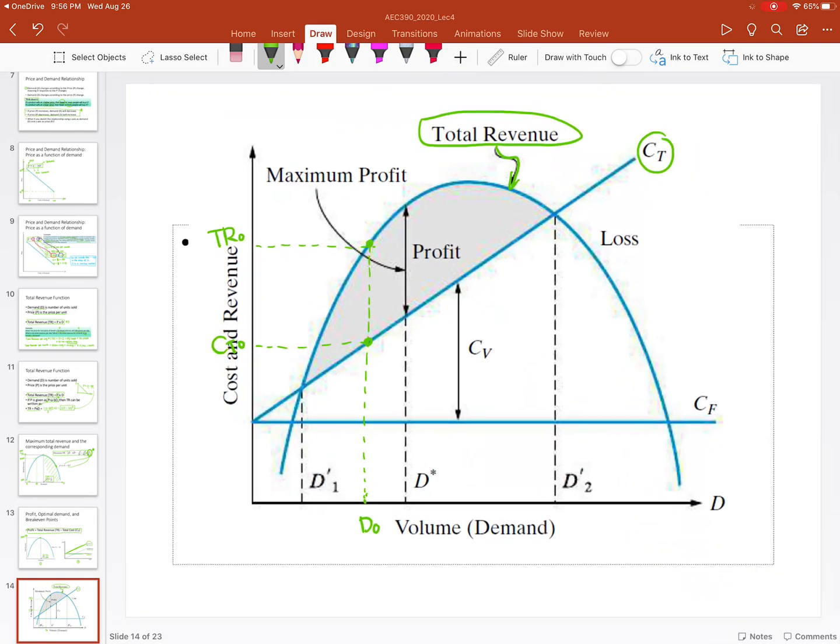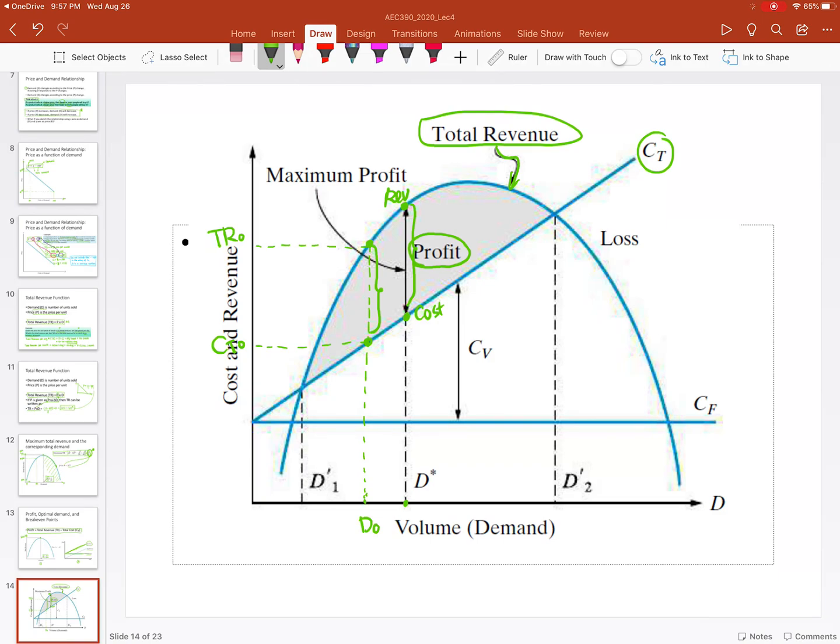We say the difference between these two is the profit, right? So this height is your profit. That's what we labeled out here as well. At this point, D star, we haven't explained what D star is, but it's a specific demand. Under this demand, this is your profit, this is your revenue, this is your cost, and the difference between the revenue and the cost is profit.